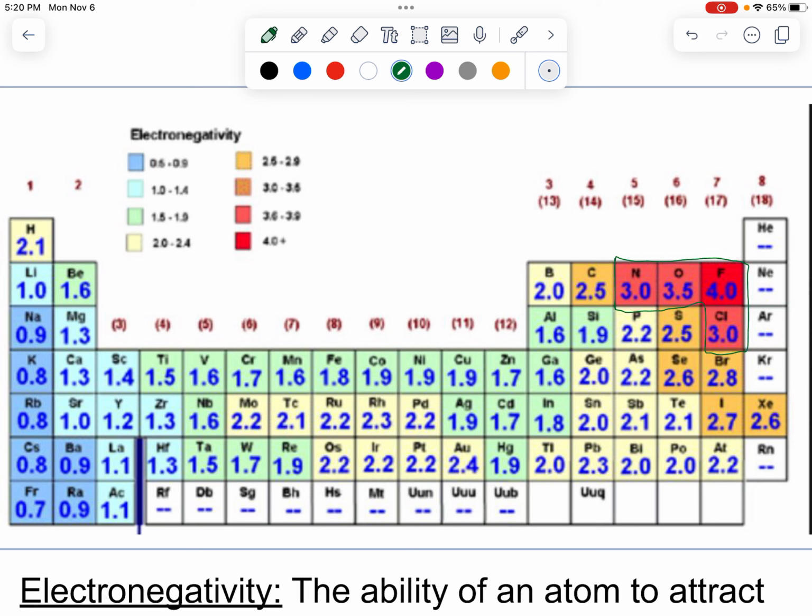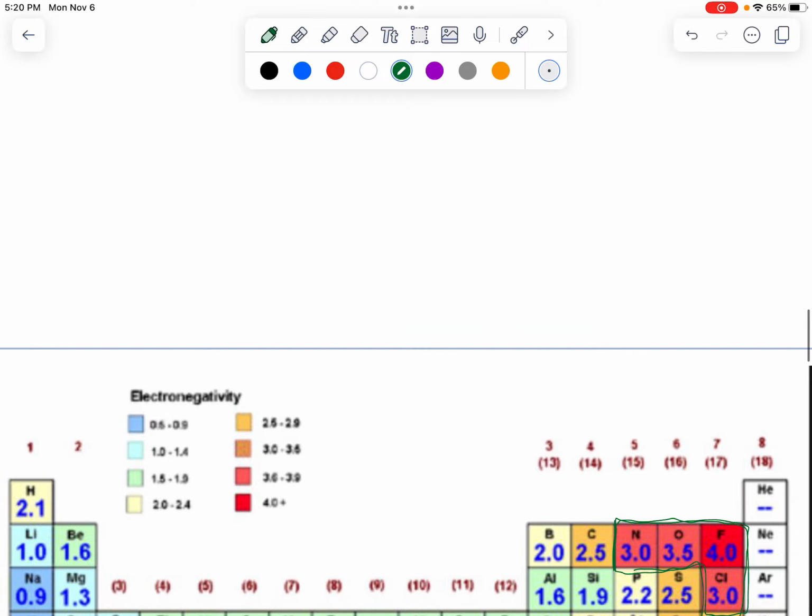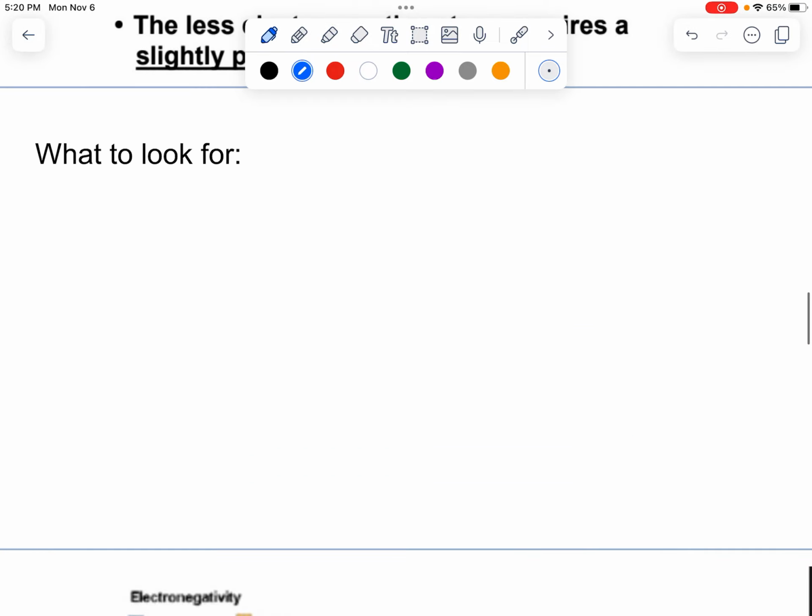So all these red ones, very electronegative, okay? So what I want you to pay attention to, so we have N, O, F, and Cl. So if you see N, O, actually let's do oxygen at the top. That's going to be the most prominent one. So O, N, F, or Cl.